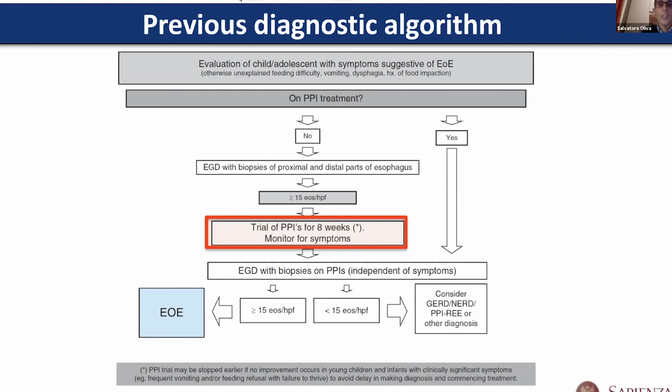So for this reason, for many years, we performed an endoscopy as the first step. We treated patients with PPIs for 8 weeks, and then we re-evaluated that patient by doing a second endoscopy. And if at that time the eosinophil count was greater than 15 eosinophils per high power field, then the diagnosis of EoE was made. This was just our classification of the disease.